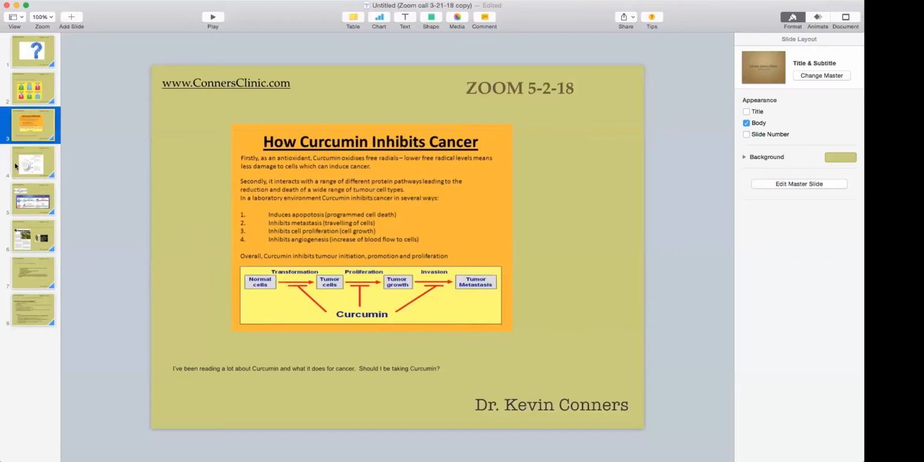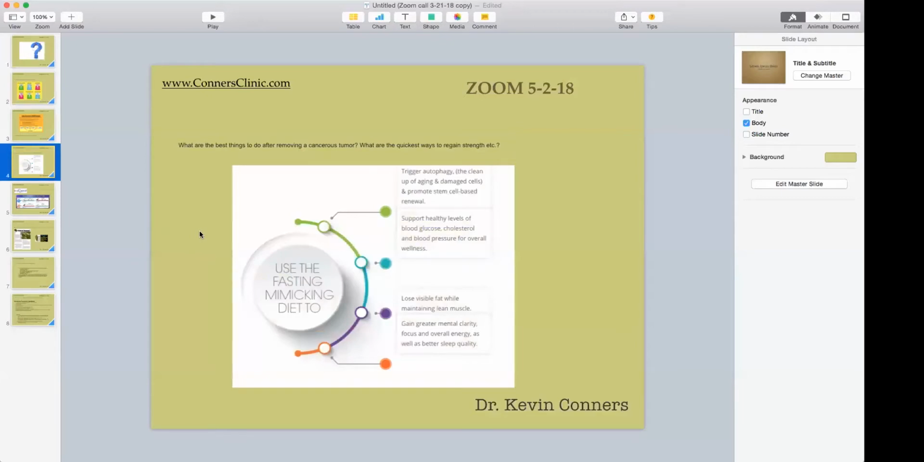Next question, what are the best things to do after removing a cancerous tumor? So what's the best thing to do after surgery really is the question. If I have surgery and I have a cancer diagnosis, what should I do?